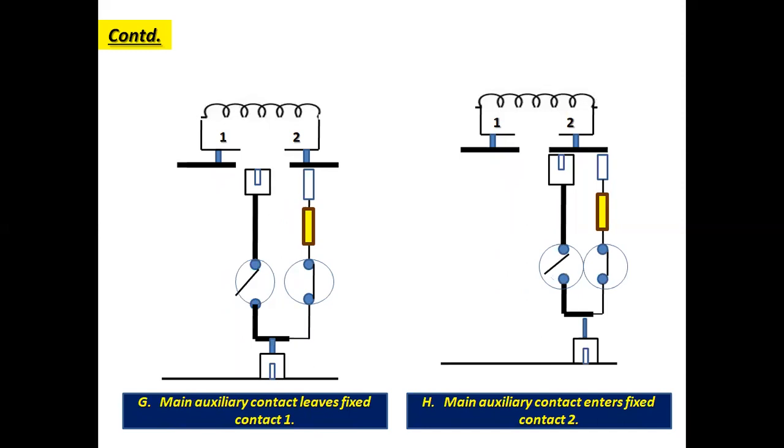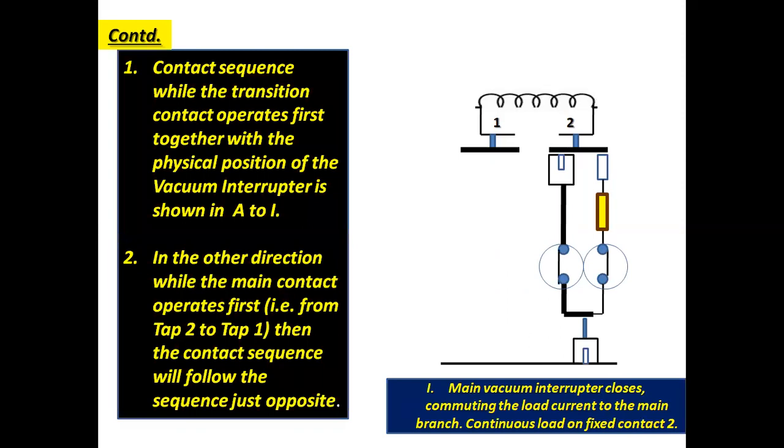G, main auxiliary contact leaves fixed contact 1. H, main auxiliary contact enters fixed contact 2. Last one, main vacuum interrupter closes, commuting the load current to the main branch. Continuous load on fixed contact 2.